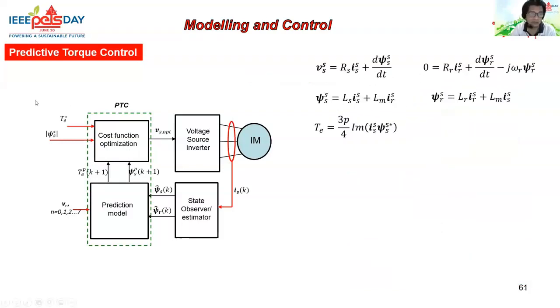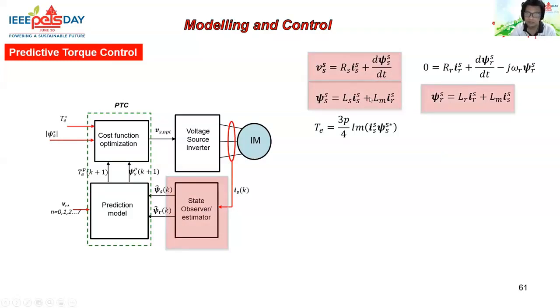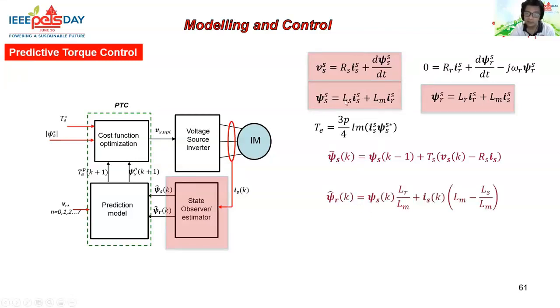Let's look at this PTC one by one. The state observer is used to estimate the stator flux and the rotor flux. We can use the space vector equations of the induction motor that we have seen before to predict the stator flux, by discretizing the stator voltage equation using the Euler forward method. So we have the predicted value of the stator flux here, and from there we can use the rotor flux linkage equations in order to predict the rotor flux.